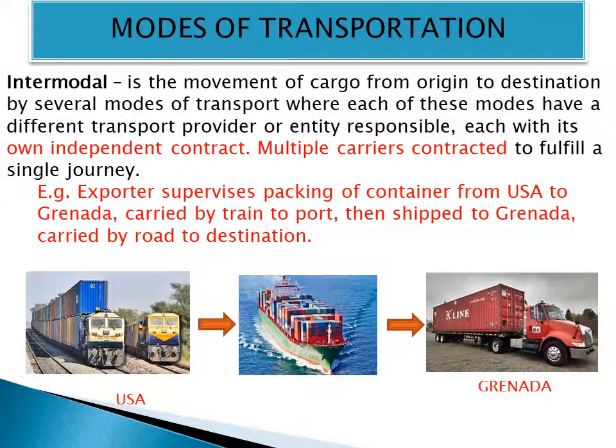So there are different types of transportation, and they are categorized based on what level of contracts are available and the number of carriers available. So we have a first category called intermodal, and this is the movement of cargo from origin to destination using several modes, right? So several modes are used for transporting the goods. However, each of these modes has a different transport provider, right? So a different company is responsible for each mode of transport, and each of them has their own contract.